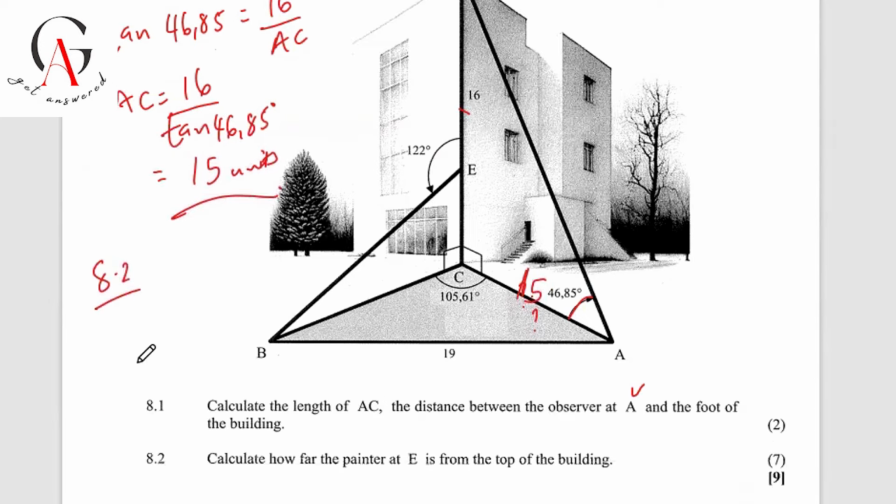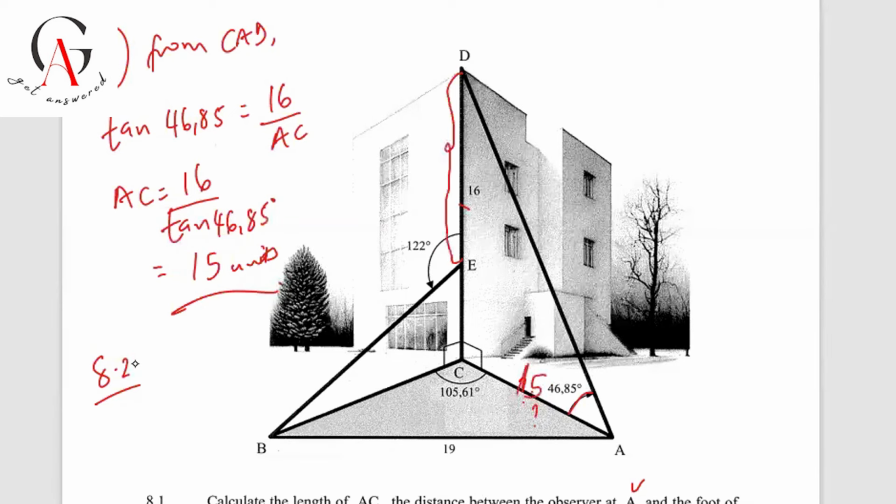8.2. They want us to calculate how far the painter E is from the top. In other words, we need to find this distance here. So for me to get that distance, I need to find what CE is. For me to get CE, I can find this angle. Let me start with that and say that BEC, I'm going to use it somewhere. 180 minus that, there's that a 58, angles on a line. That's 58. Then for me to get this, I'll need BC. For me to get BC, I'll need this angle here.